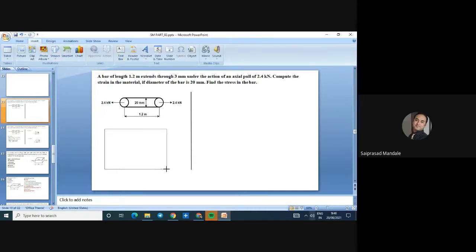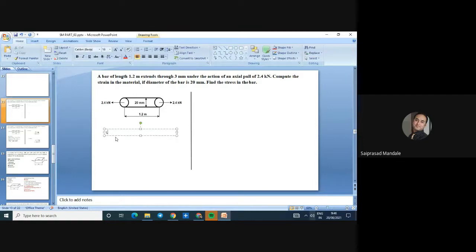Let me write something with you. Everybody has to do it. L is equal to 1.2, it is in meter, so I am going to convert it into 10 raised to 3 mm. Second, extends through 3 mm means what? Delta L is equal to 3 mm. Very good. So I am going to write delta L is equal to 3 mm. Try to understand these terms.